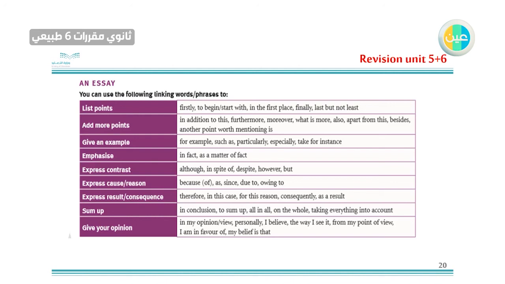If you want to express cause and reasons, you can use because or because of, as, since, due to, owing to. If you want to express result or consequences, you can use therefore, in this case, for this reason, consequently, as a result. If you want to summarize your paragraph or even your whole essay, you can use in conclusion, to sum up, all in all, on the whole, taking everything into account.